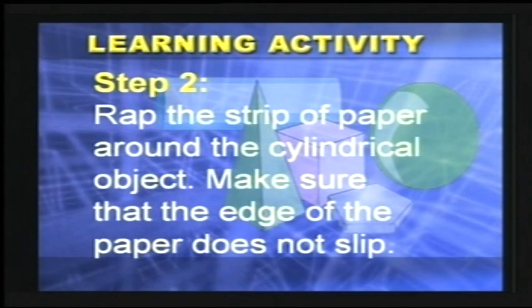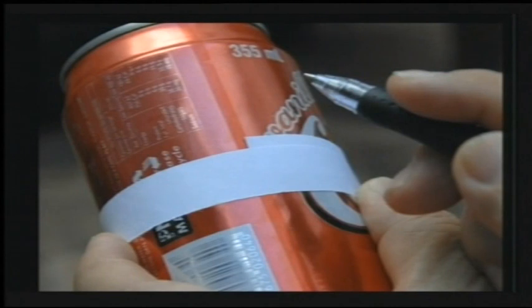And step 2, it says, wrap the strip of paper around the cylindrical object. Make sure that the edge of the paper does not slip. So let's look at the picture, how it should be done. Something like that. So receiving students and 70s, take your strip of paper, hold on to your cylindrical object. Okay, all look up here.